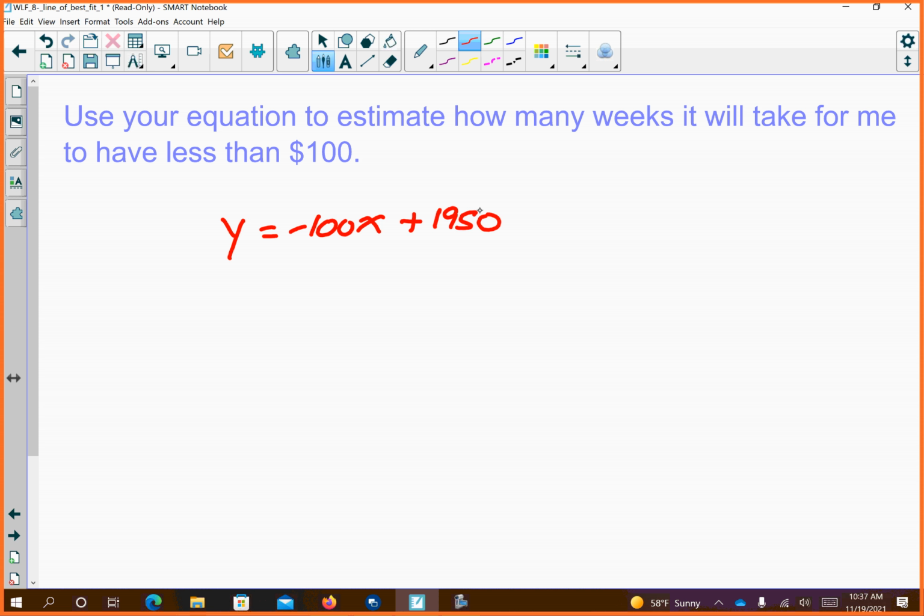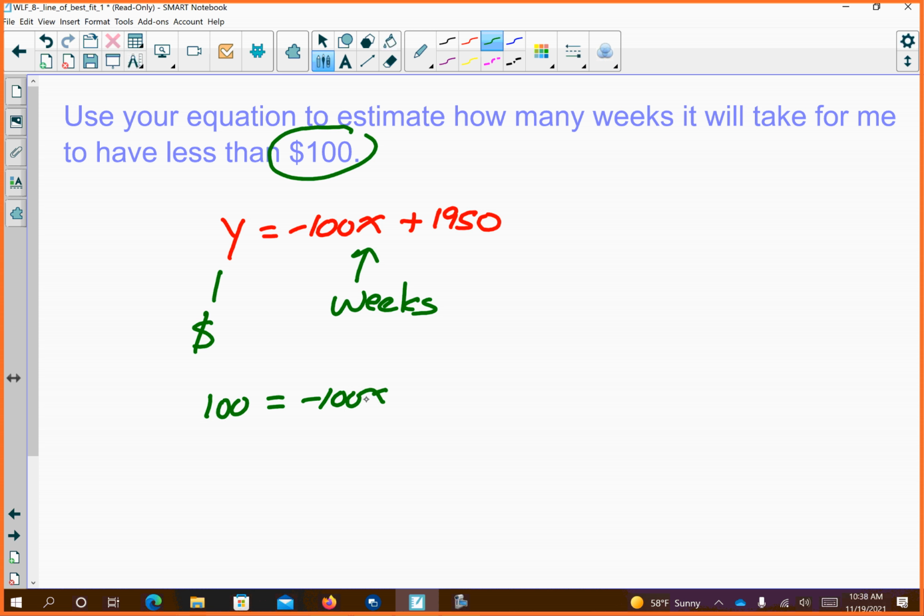And we want to know, use your equation to estimate how many weeks it will take for me to have less than $100. So again, remember, this is weeks, and this is money. So where should we plug that 100 into our equation? For x or y? Y, yeah. So I'm going to go 100 equals negative 100x plus 1950.